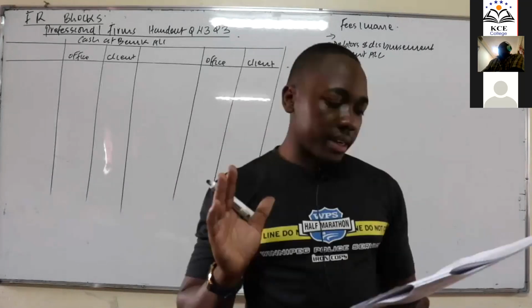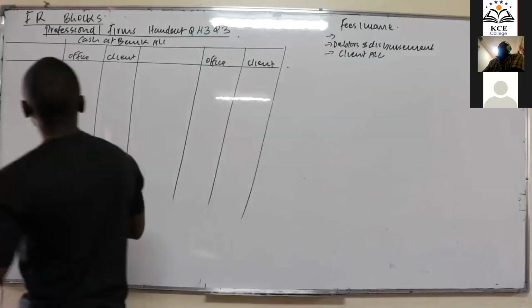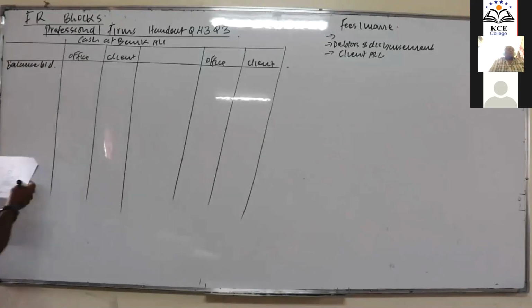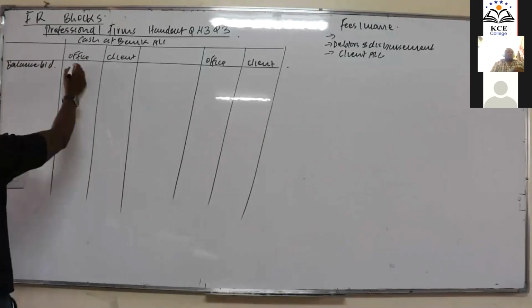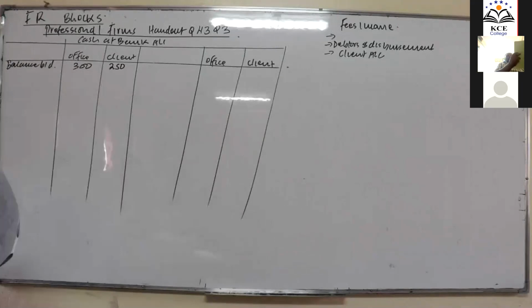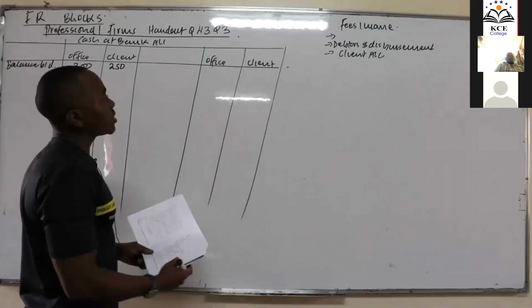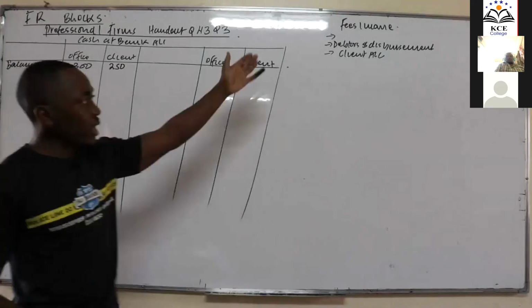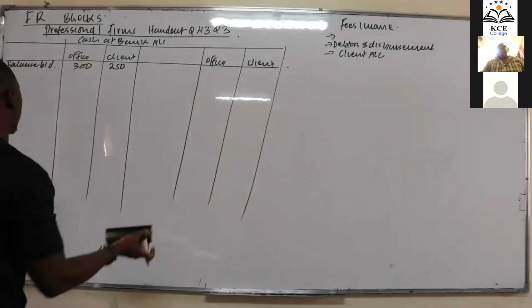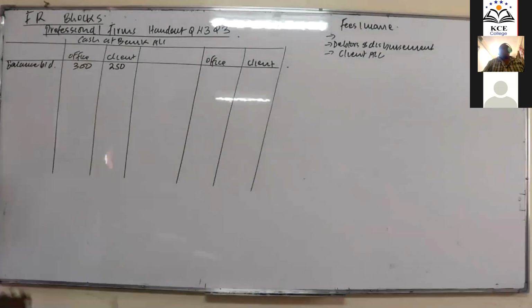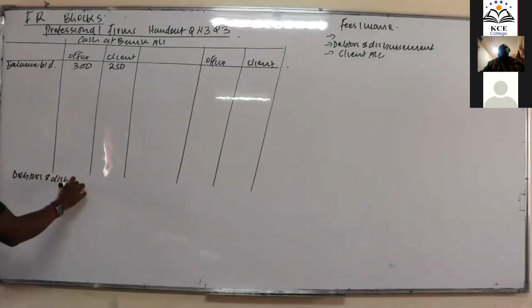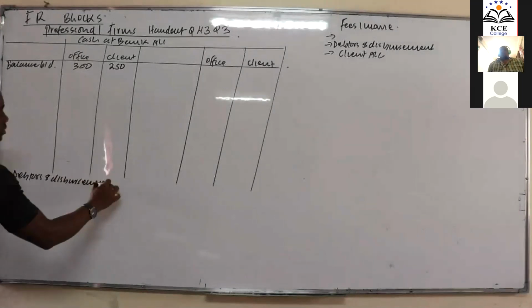For the cash at bank, let's start with the balance brought down from the balance sheet. Balances brought down: for the office, we had 300, and for the client, we had 250. I don't have to open the client account separately because the balance carried down in the client account should be the same as the one for the client column. So, debtors and disbursement account, and also the client account.